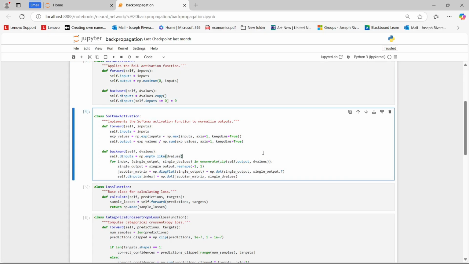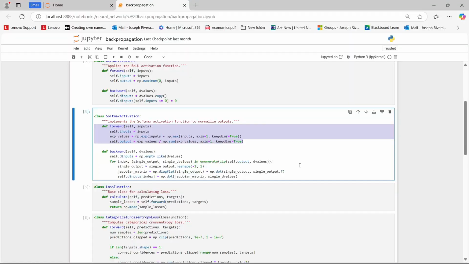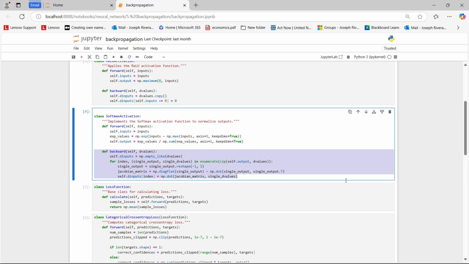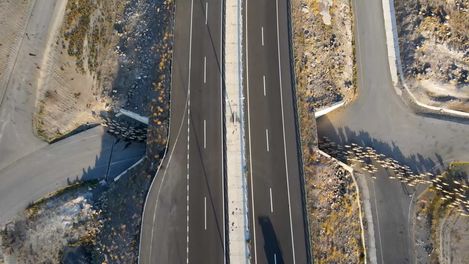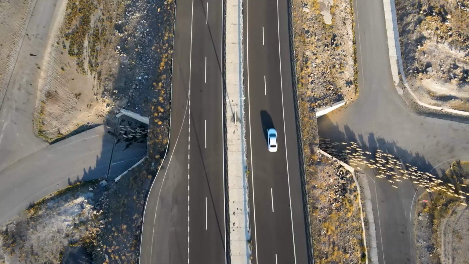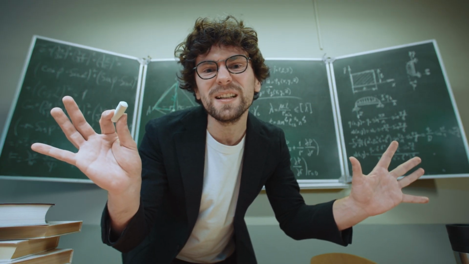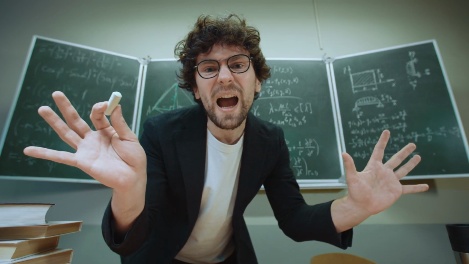We have here the forward function. So what is happening in here? The forward function turns raw outputs into probabilities, making the highest one stand out. The backward function, on the other hand, this one, calculates how the probabilities should be adjusted when learning from mistakes. You can actually set the value of how it is to be adjusted. There are different ways to make adjustments to your calculation.